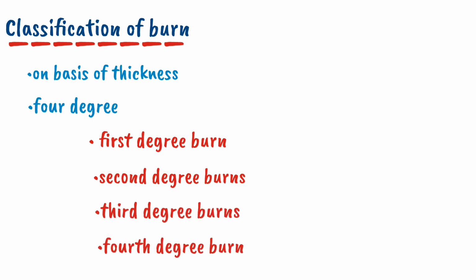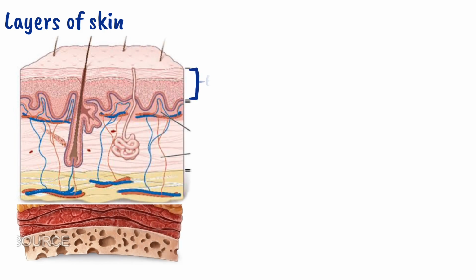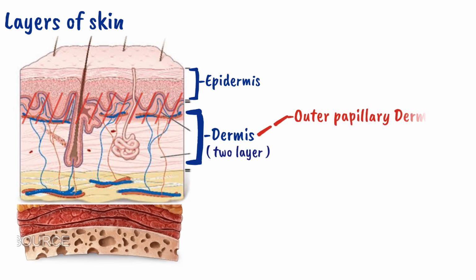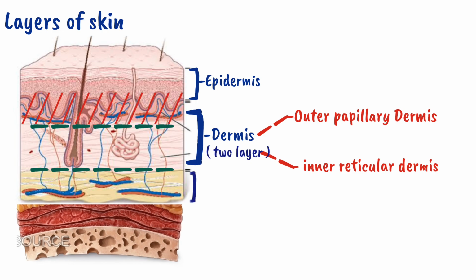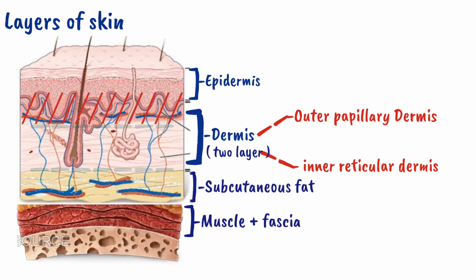To understand it, let's recap the layers of skin. The skin consists of the outer epidermis. Below the epidermis there is the dermis. The dermis is divided into two layers, the outer papillary dermis and the inner reticular dermis. Below the dermis there is subcutaneous fat. Below the subcutaneous fat there is muscle and fascia, and at the end there is bone.